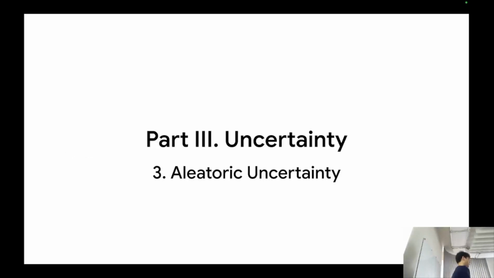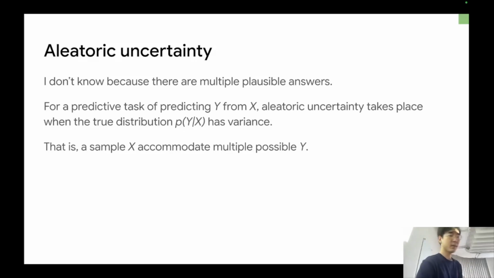Today I'm going to talk about aleatoric uncertainty and the factorization afterwards of epistemic and aleatoric uncertainties. A brief recap on what aleatoric uncertainty means: the model is telling you, I don't know, because I have seen some mixed signal during training. For the same sample, sometimes I got a signal that this is class A, sometimes it's class B.